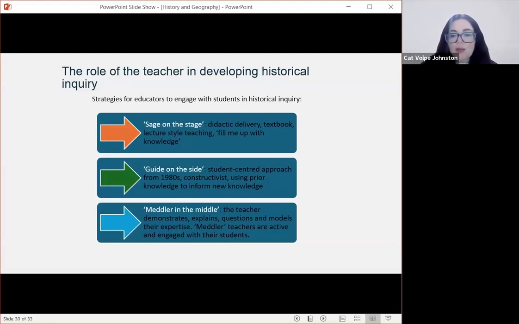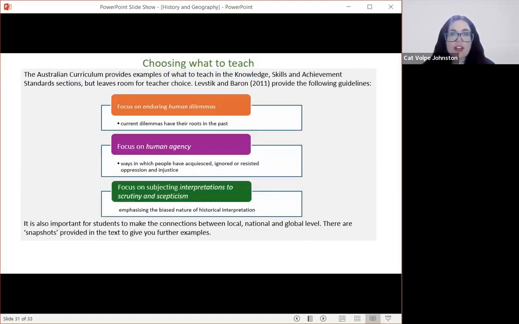Guide on the side or meddler in the middle, sort of more leaning towards this type of teaching in history. So the student-centered approach and using prior knowledge to inform new knowledge, and also the teacher sort of demonstrating, explaining, questioning, and modeling their expertise in order to help students develop their own skills, and students are very active in their own learning.